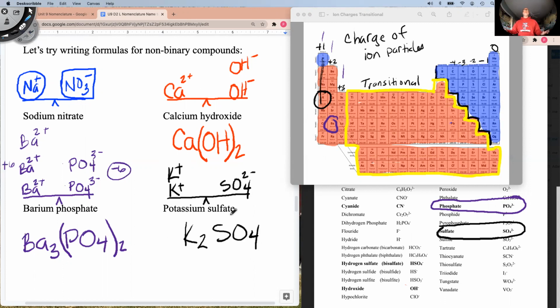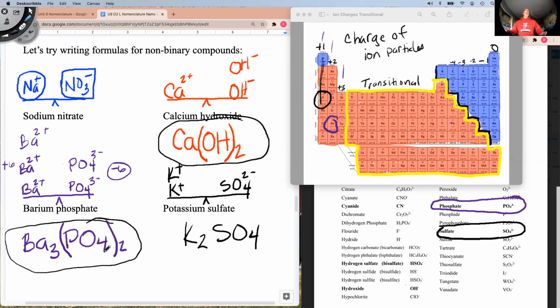This is exactly the same as what we did. The only real difference is using parentheses when you have more than one polyatomic ion, or one of these PO4s. Notice, do I put parentheses right here? No, I do not. Why? Because I only need 1 sulfate, and I already have 1 sulfate.